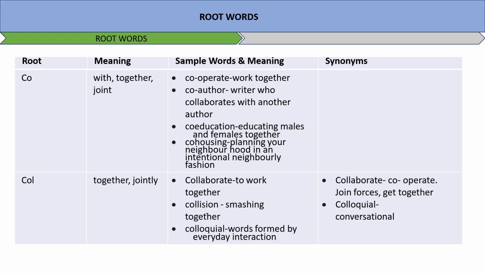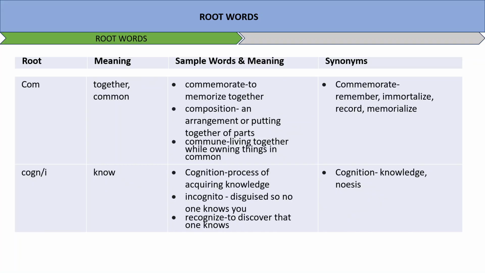Okay, next word is com, which means together or common. Commemorate, to memorize together. Composition, an arrangement or putting together of parts. Commune, living together while owning things in common. Commemorate, remember, immortalize, record, memorize. Cogni or cogno means know. Cognition, process of acquiring knowledge. Incognito, disguised, so no one knows you. Recognize, to discover that one knows. Cognition means knowledge. Noesis.